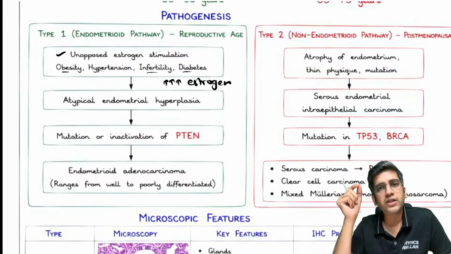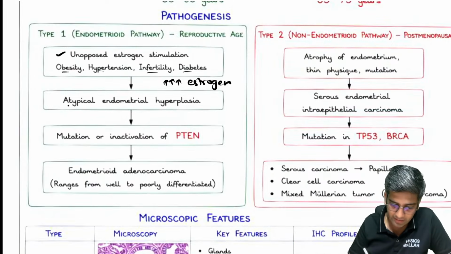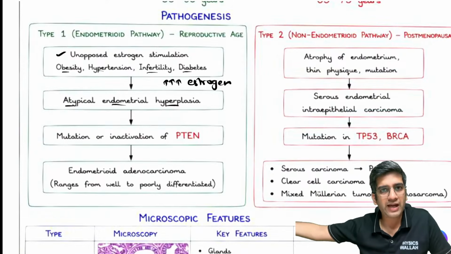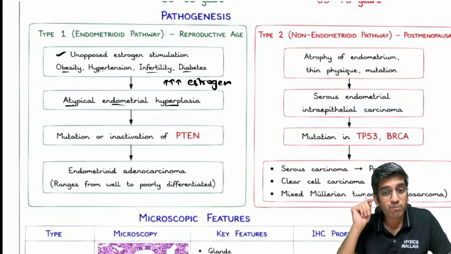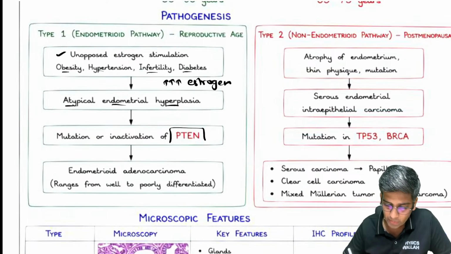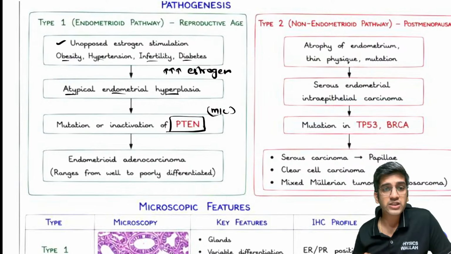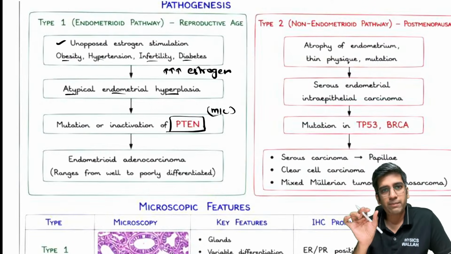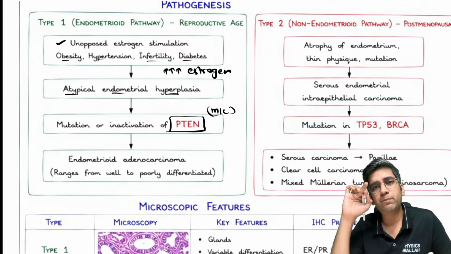So initially there will be a simple endometrial hyperplasia. Over the period of time, it will become an atypical endometrial hyperplasia because more and more glands become hyperplastic. There's a chance of new mutations coming there. And one of the important mutation here is PTEN. When PTEN is inactivated, this is the most common mutation in endometrial cancers. I want you to know. It will become carcinomatous, which will range from well to poorly differentiated, right? There's a simple pathogenesis of type 1 endometrial cancer.